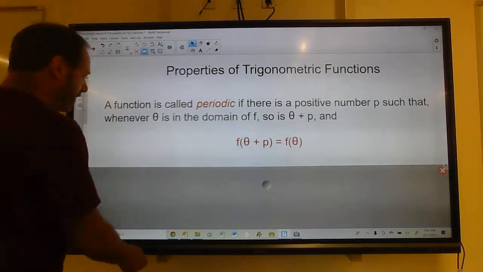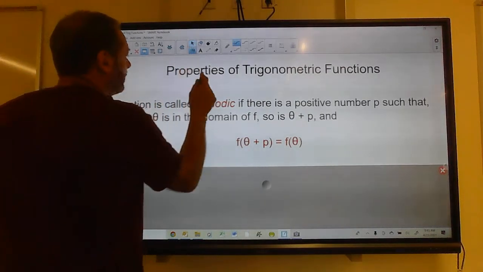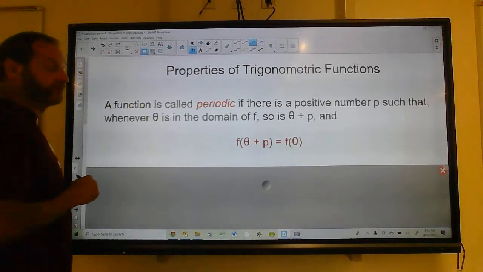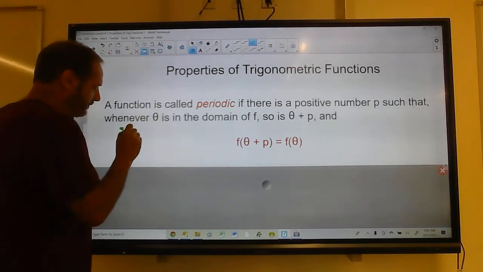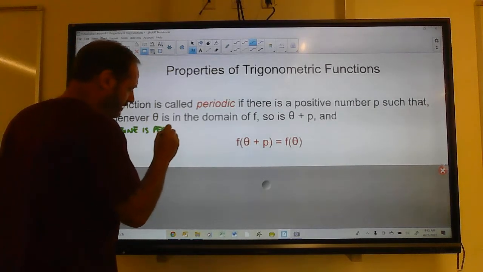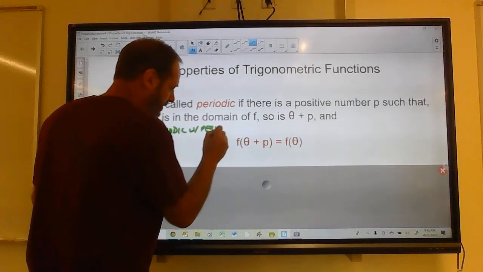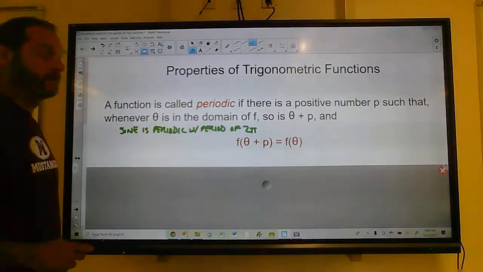For example, and at this point you're just going to take my word for it, the sine function is periodic with a period of 2 pi. That means every 2 pi you get the same answer.